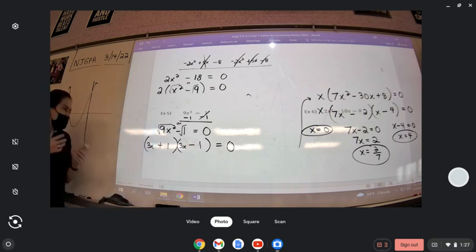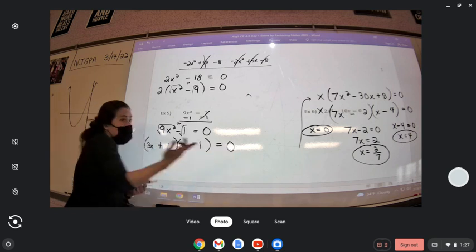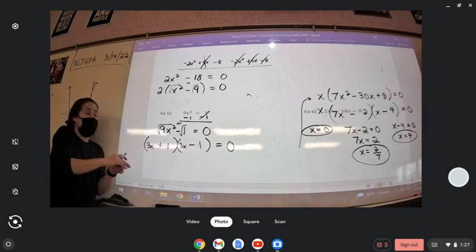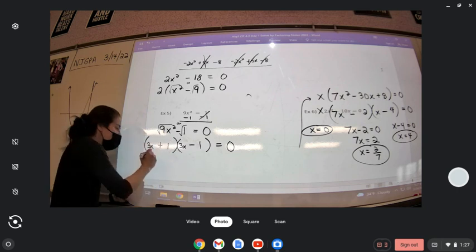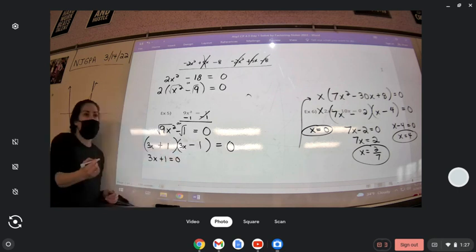And you factored it. So now look at what the problem is saying. This times this has to equal 0. Okay? Somebody had to be 0. Maybe it was the first factor. So let's set 3x plus 1 equal to 0 and solve.